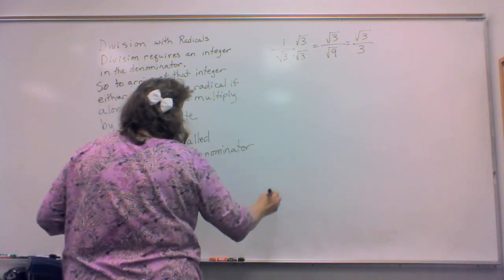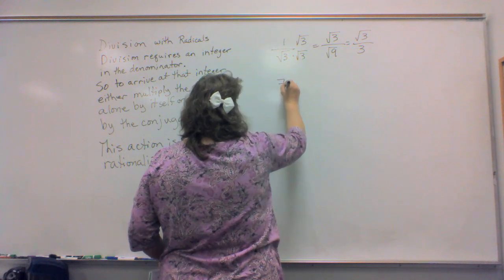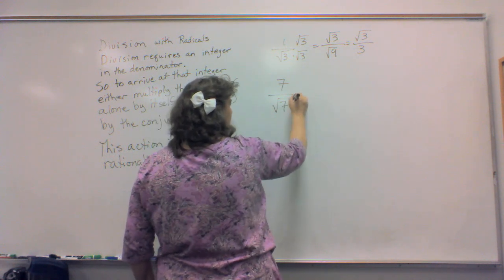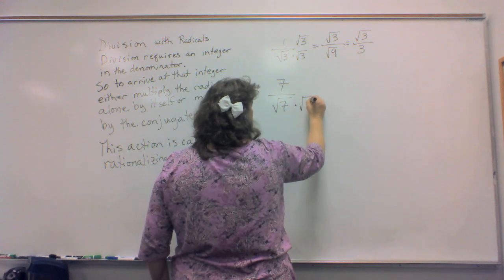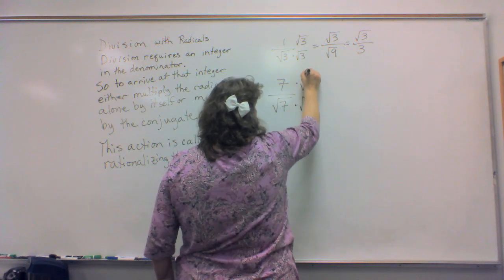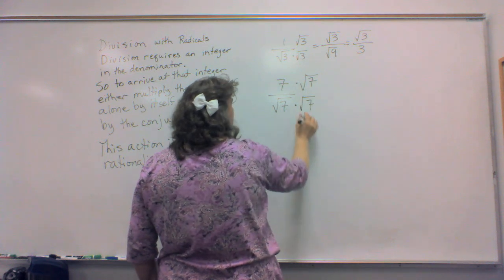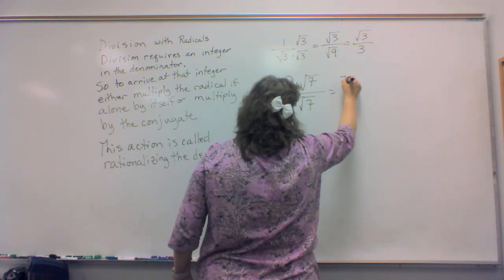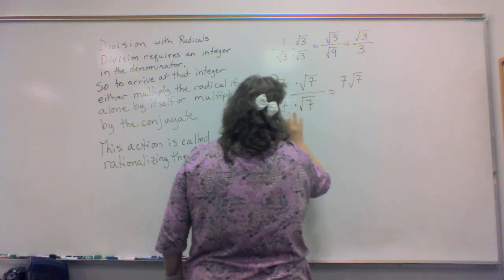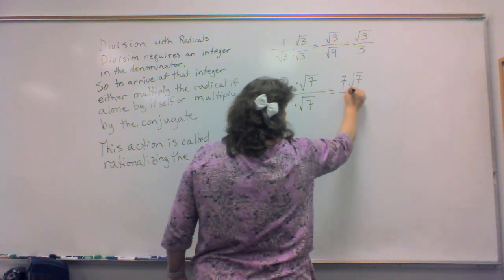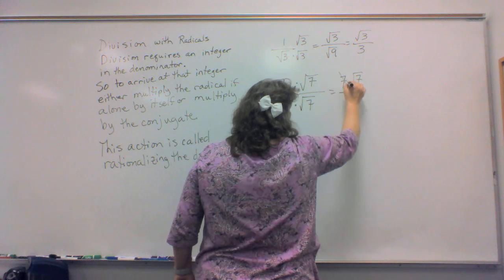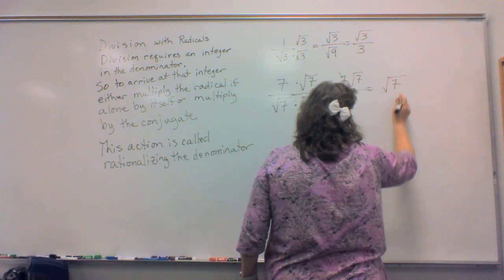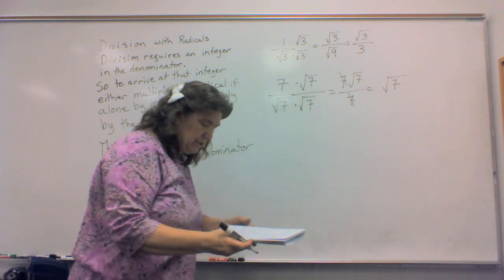Okay, so now let's look at another example. 7 over square root of 7. Cannot have that in the denominator, so we have to multiply by itself and have to do the same thing to the numerator. Okay, that's multiplying by 1, gives me 7 square root of 7. Square root of 7 times square root of 7 is just 7. 7 divided by 7 cancels, and you're left with square root of 7 over 1, which is square root of 7.